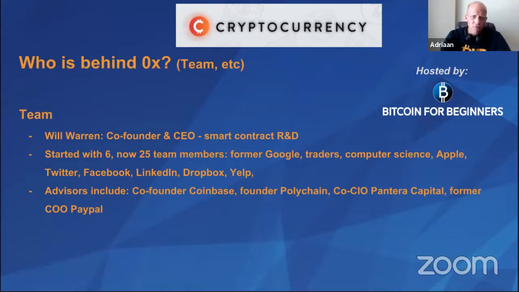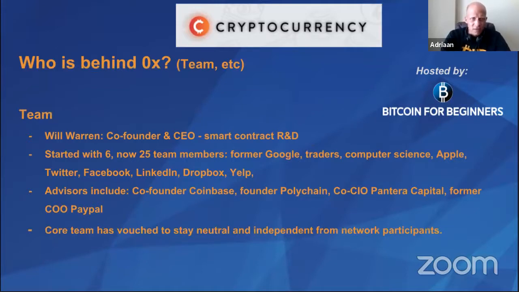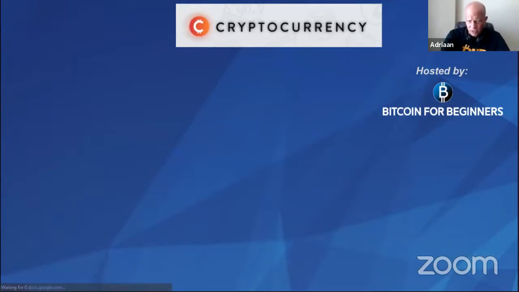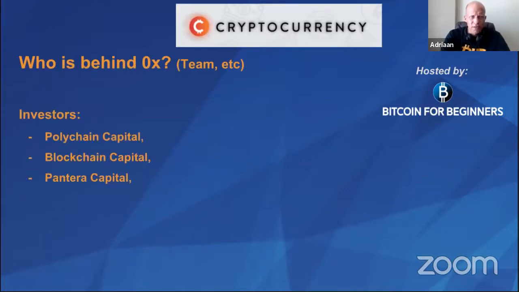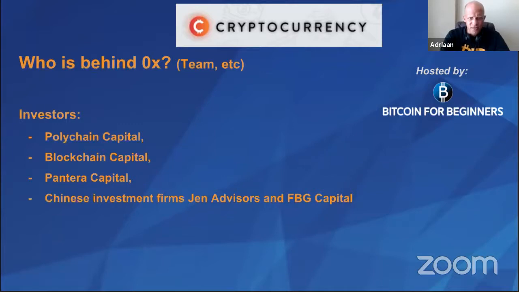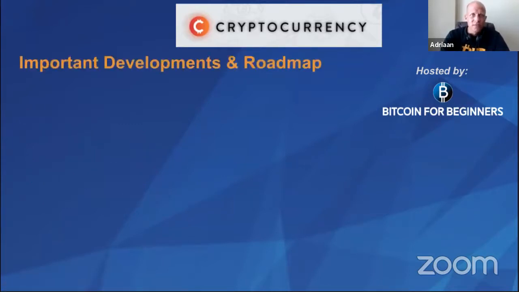Advisors include a co-founder of Coinbase, the founder of Polychain, the co-CIO from Pantera Capital, and a former COO of PayPal. The core team has vowed to stay neutral and independent from network participants. The investors include Polychain Capital, Blockchain Capital, Pantera Capital, and Chinese investment firms such as Gen Advisors and FBG Capital.